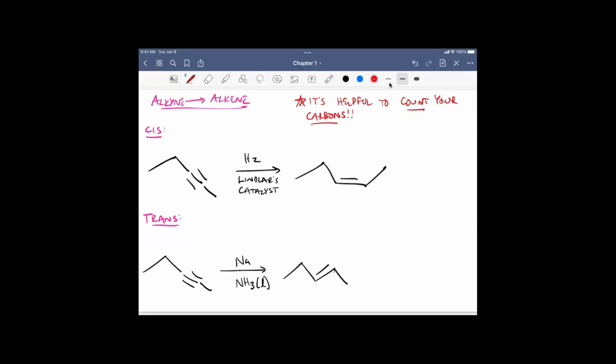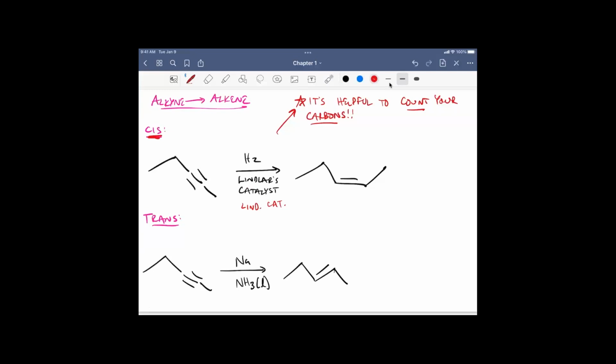We can use two different reagents. And again, I write up here that it's helpful to count your carbons, especially for this one, because even though the orientation of your carbons are different, they're still the same number, if that makes sense. So this first one right here is how you get a cis alkene, and that is using H2 and Lindlar's catalyst. So you can also abbreviate Lindlar's catalyst to Lind-Cat. I've seen that before.